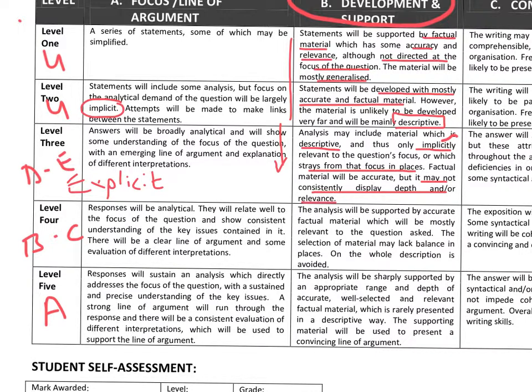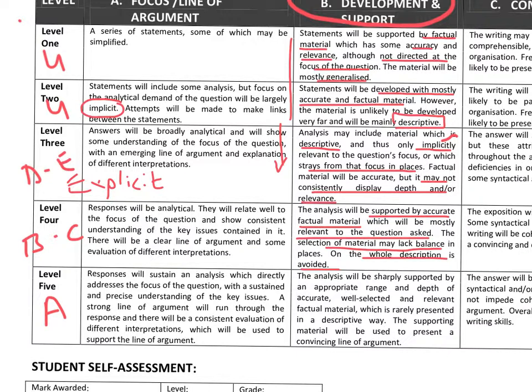Now, with level 4, once we move into grades B to C, the analysis that you're putting when you're making analytical points will be supported by accurate factual material which is relevant to the question asked, and the selection, although it may lack balance in places, on the whole description is avoided.